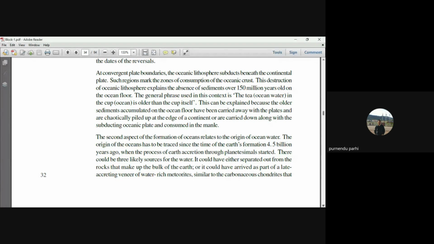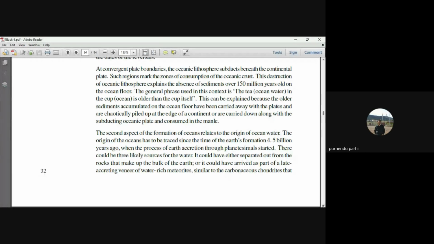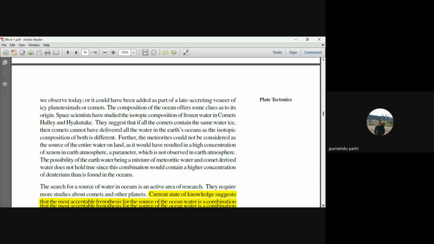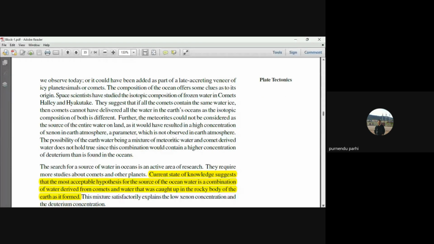or it could have arrived as part of the late accretion of water-rich minerals similar to the carbonaceous chondrites that we observe today, or it could have been added as a part of the late accreting veneer of the icy planetesimals or comets.